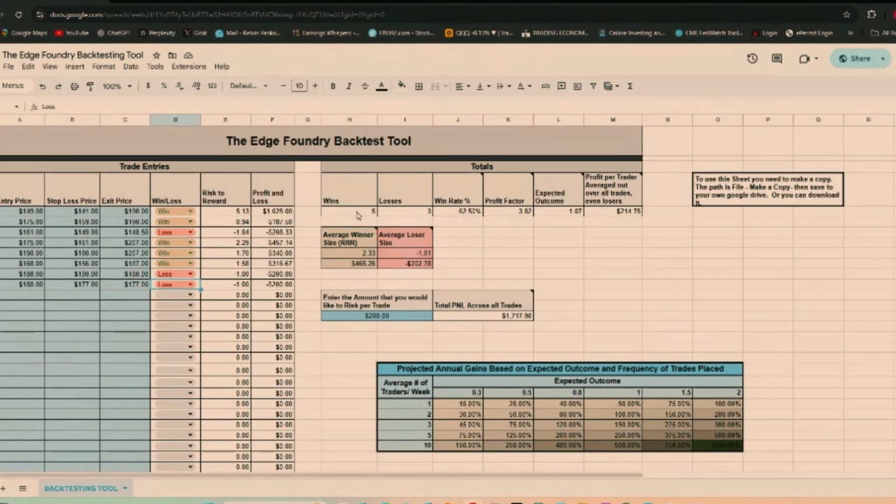So at the most basic level here, we got 5 wins and 3 losses. So that gives us 62.5% of the time we're winning on this trade.